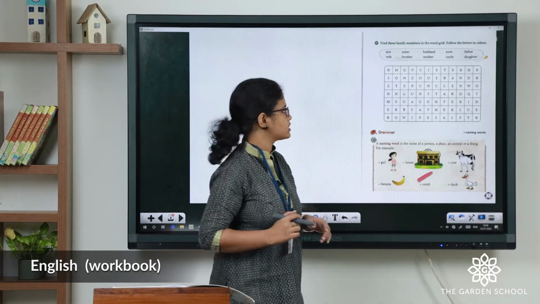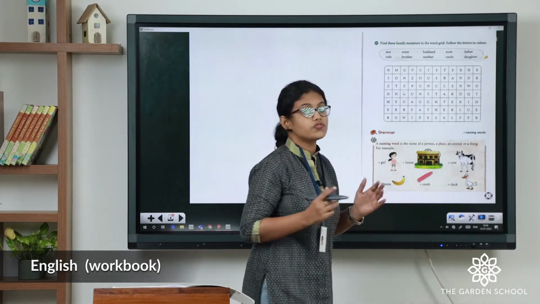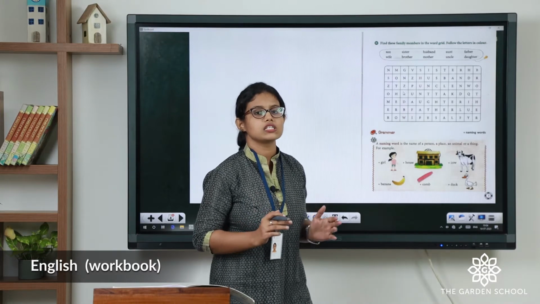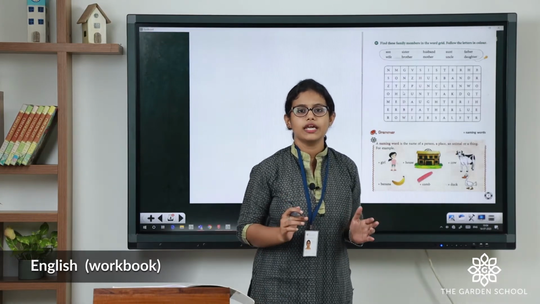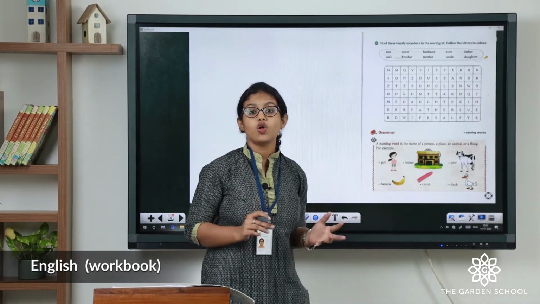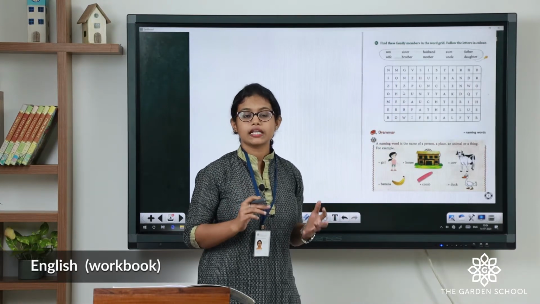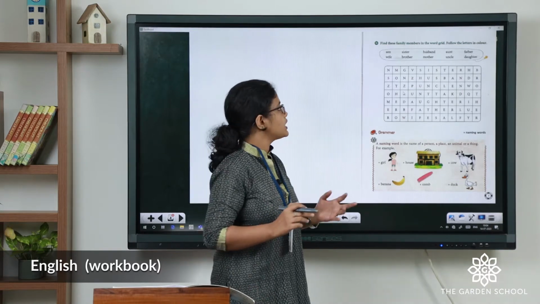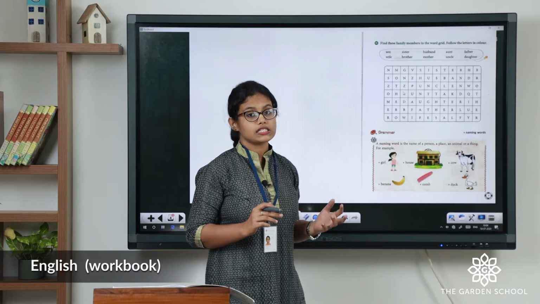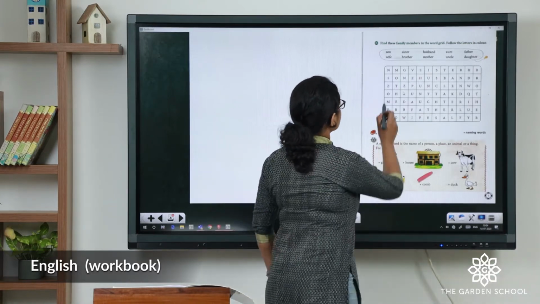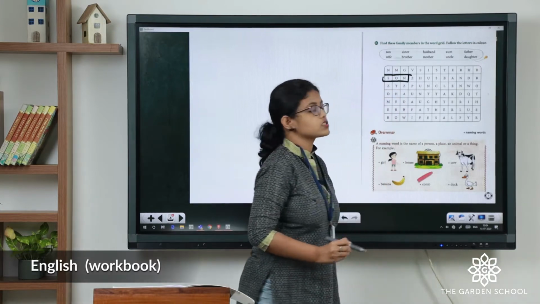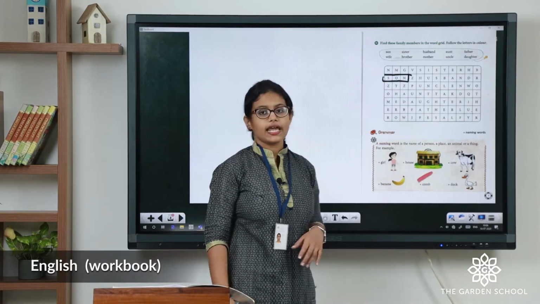So let's find out. So son. So what is the first letter? The first letter is S. So the first letters will be colored in red. You can see some letters are in red color. So you can follow those letters. So you will get the answers very fast. So let's see the first one. The first word is son. So let's look for the letter S. So S is here. So we can draw a box here. S-O-N.